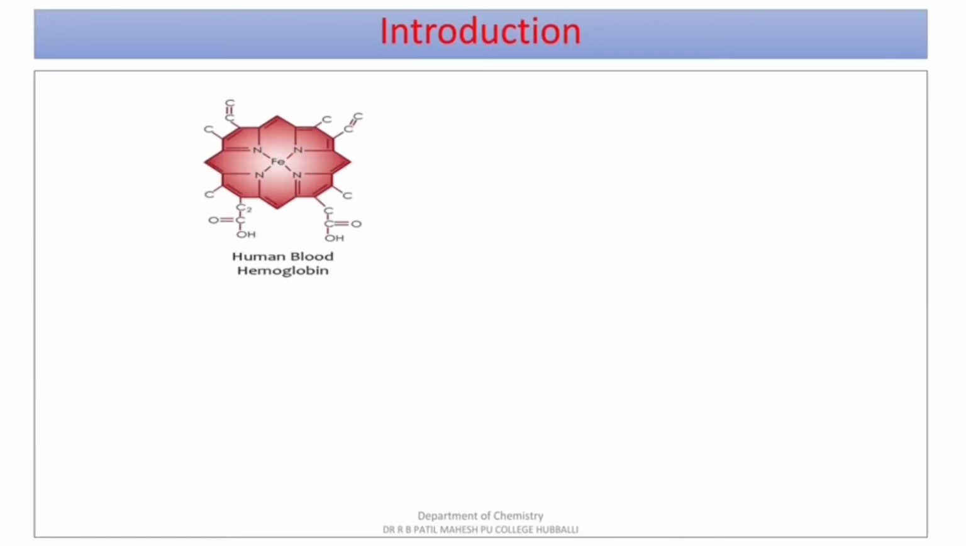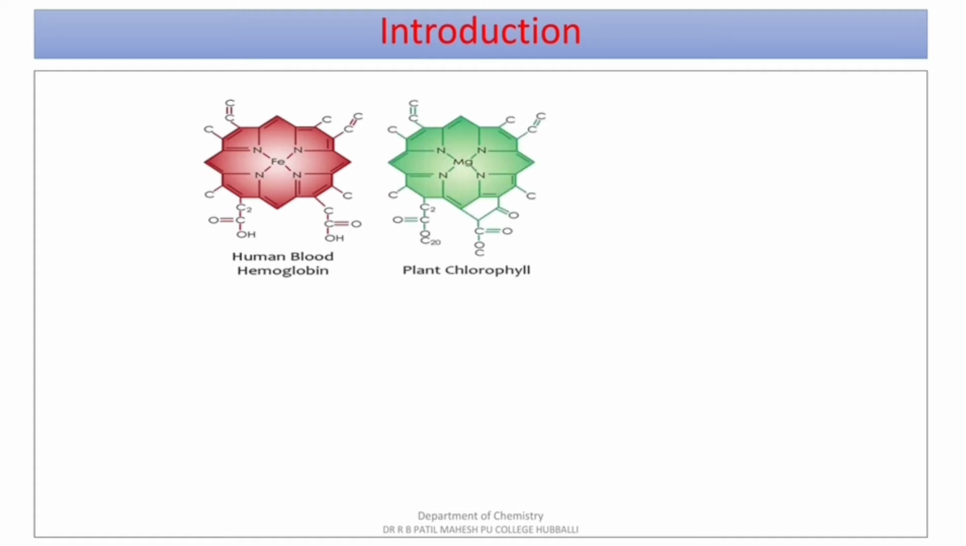Example, here hemoglobin, in human blood, in which iron is accepting the pair of electrons from nitrogen atoms. The nitrogen is a donor of electrons, Lewis base, and iron which belongs to transition metals or d block accepts the pair of electrons, leading to the formation of coordination compound.